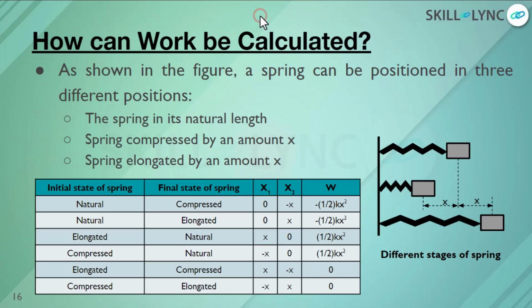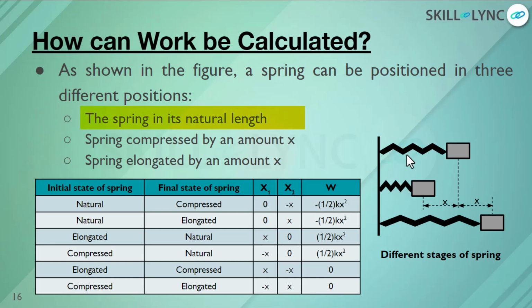Next, we are going to study how work can be calculated. To understand this, we have to refer to this figure. Here, a block of mass is attached to a spring, and there are three cases of the spring. In case 1, the spring is at its natural length. In case 2, the spring is compressed by an amount x. And in case 3, the spring is elongated by an amount x.